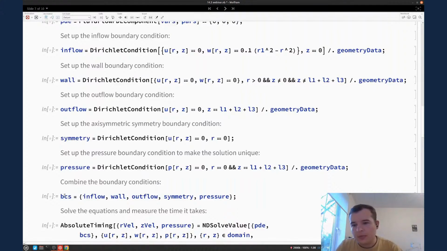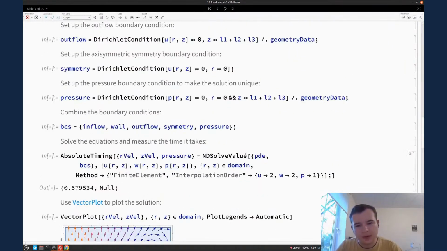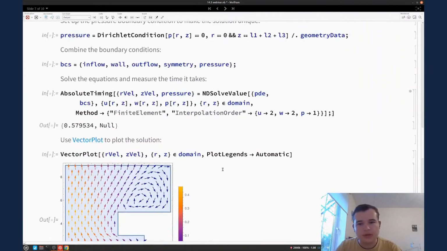Next, we combine the boundary conditions into one variable and solve the equations with NDSolveValue. Here, I would like to point out this interpolation order. So we set u and v, u at w to 2. This means that the velocity components will be piecewise quadratic, and the pressure will be only piecewise linear. This is what's known in fluid dynamics as a Taylor-Hood finite element, and it's probably the most common, most popular finite element that's used in fluid dynamics.